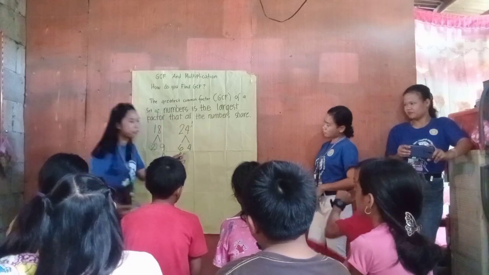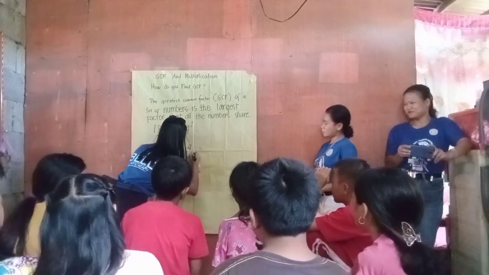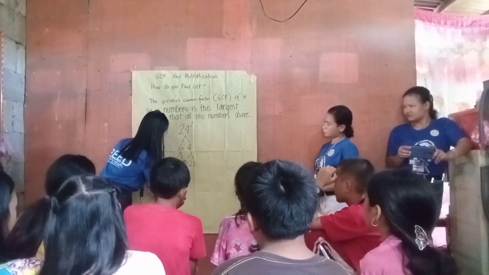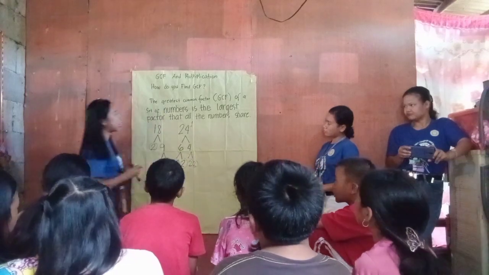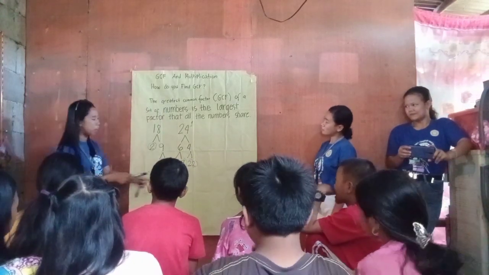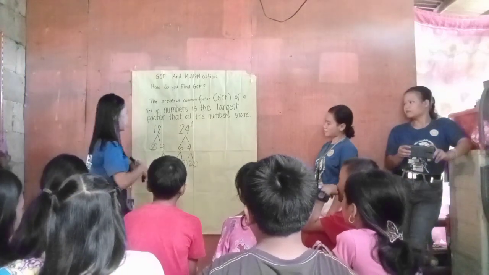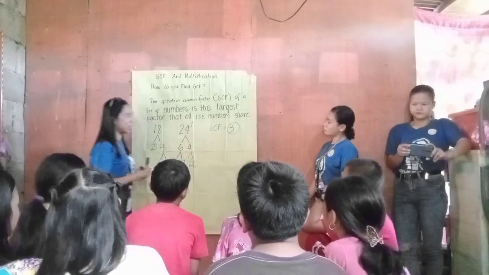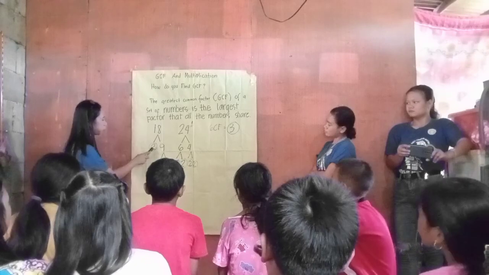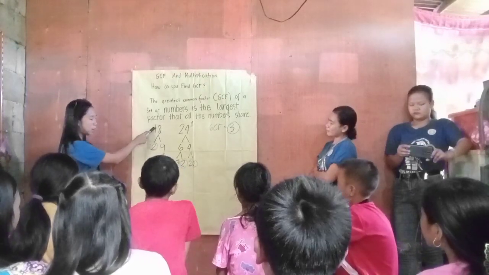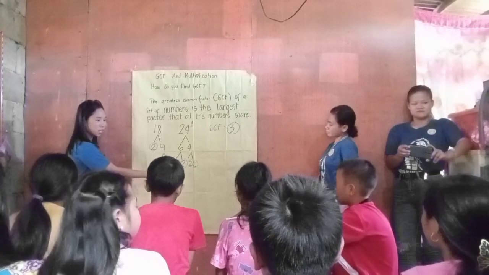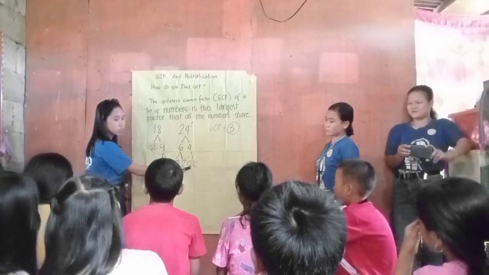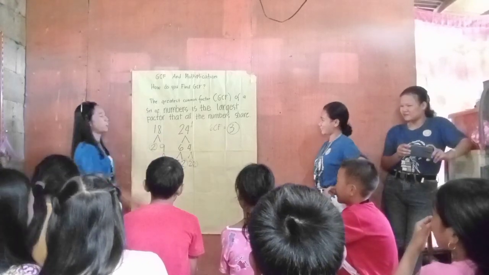wherein the GCF of 18 and 24 is 3. Then after that, we discuss the connection of GCF and multiplication to the topic of ratio and proportion. And as we noticed, students are eager to learn about subjects that they don't know about.